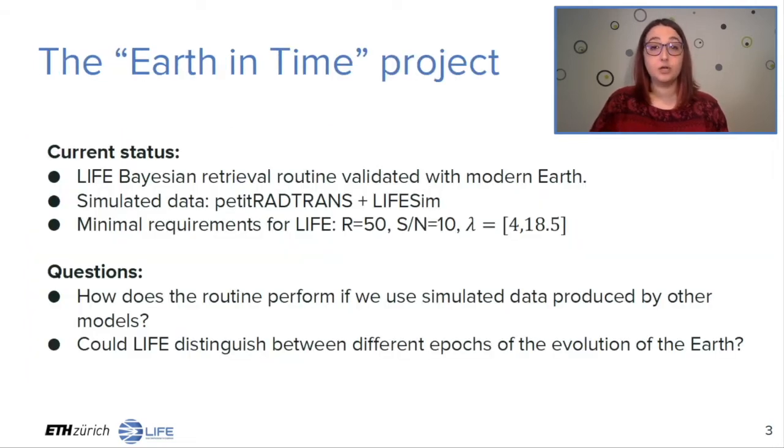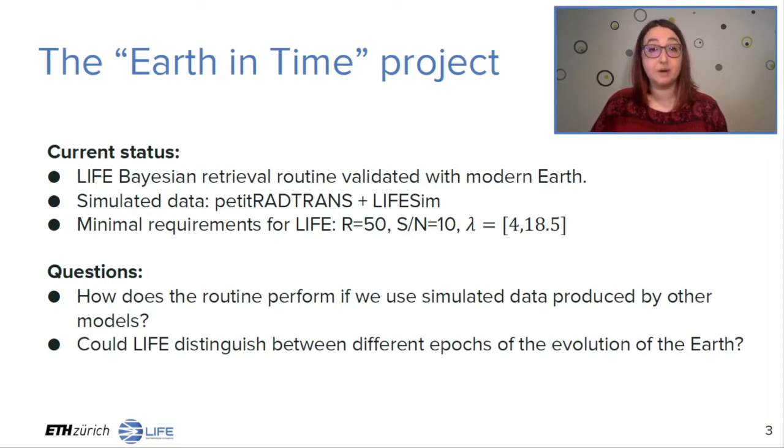Our team worked on a retrieval framework that was used to characterize an Earth twin if it were observed by LIFE. We simulated the data using petitRADTRANS, which is the same forward model used in the retrieval framework. And we give an estimate on the observed noise using LIFEsim, the official noise simulator for LIFE. We found that the minimal technical requirements necessary for LIFE to characterize the atmosphere of a modern Earth twin were a resolution of 50, a signal-to-noise ratio of 10, and a wavelength range between 4 and 18.5 micron.